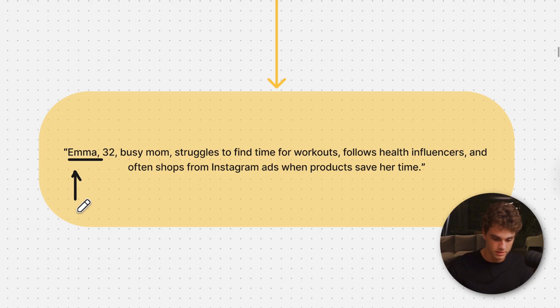then we choose her age. She's 32 because she might have some kids. She's a busy mom and she really struggles to find time for workouts. She follows health influencers and often shops from Instagram ads when products save her time. So understanding this, you can kind of get a grasp of what the ideal target audience is.